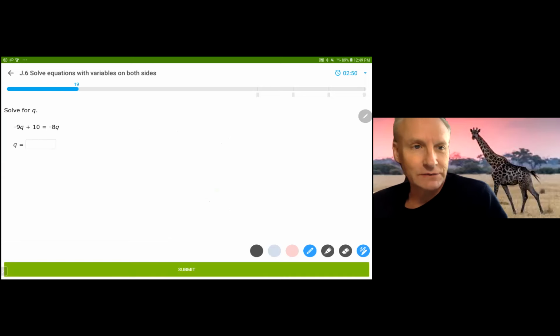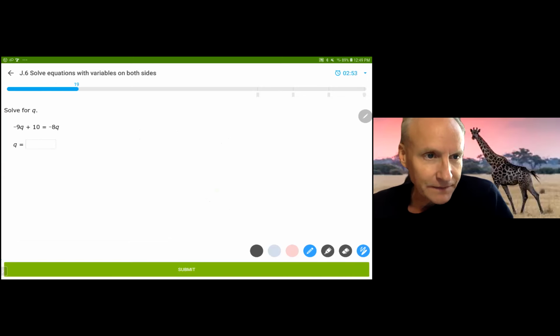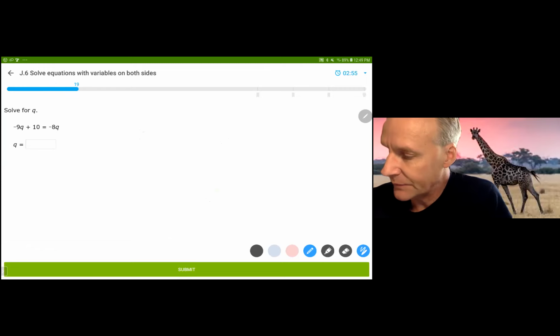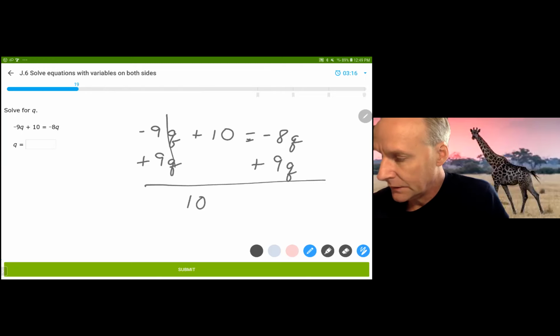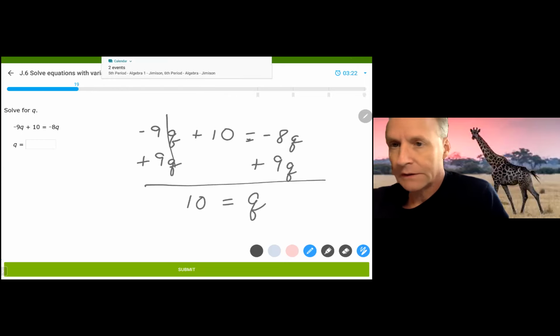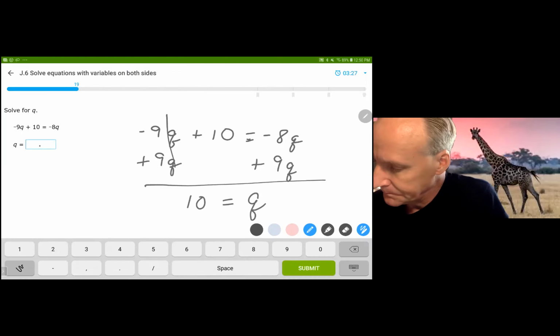Now this one is really nice. This is a one-step equation. Negative 9q plus 10 is equal to negative 8q. And all we're going to do is add 9q to both sides. And we end up with 10 is equal to q.